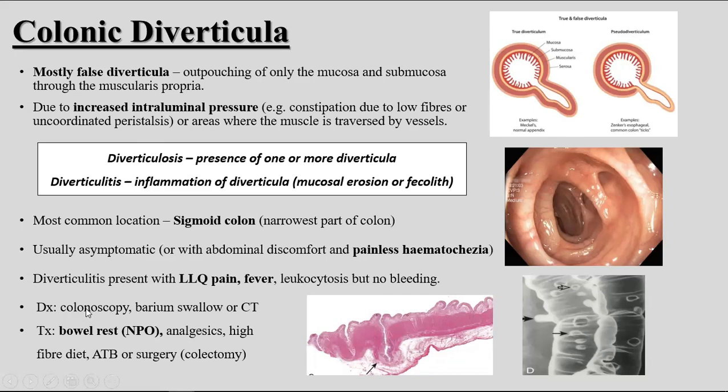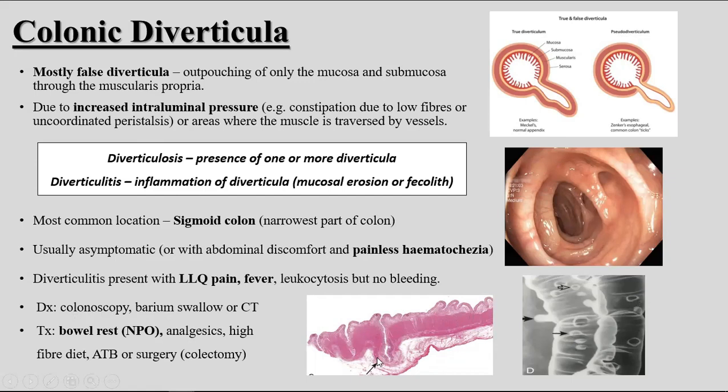Diagnosis, again, now we're in the lower GI tract, so we're going to say colonoscopy and not upper GI endoscopy. You can also use barium swallow, which is what they've done here. You can see these small outpouchings, which have the accumulation of the contrast material. So these are the holes, and this is the actual outpouching.